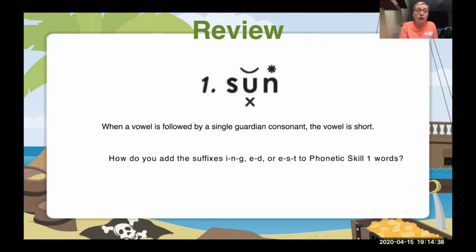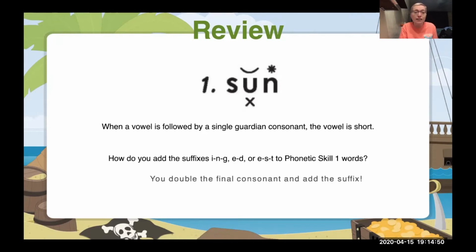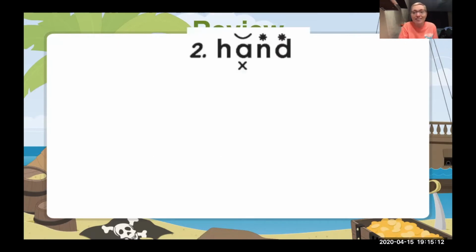So how do you add suffixes ing, ed, or est to phonetic skill 1 words? So I need to think about that for a second. If you said you double the final consonant and add the suffix, you are absolutely right. So an example of this would be the word run. So if I would want to turn the word run into running, I would simply double my final consonant and add ing.